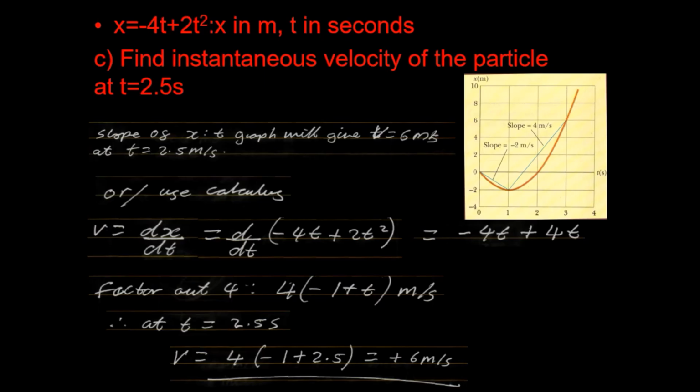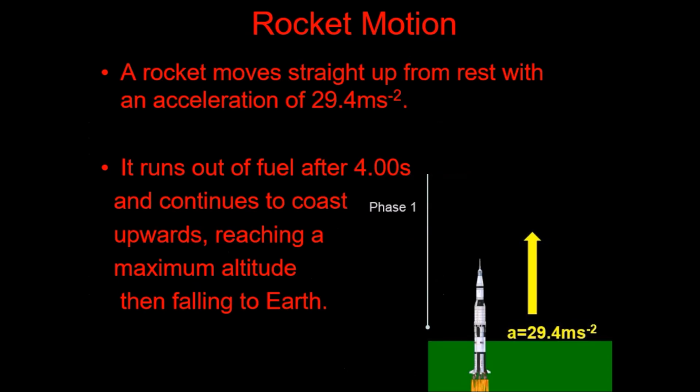So let's look at a few more applications of the equations of motion. Let's take a look at a rocket. In this case, it's a rocket that's going to move up from rest with an acceleration of 29.4 meters per second squared. This rocket is going to run out of fuel after 4 seconds, but it's going to continue to coast upwards. That means it's going to keep moving upwards without an acceleration being applied to it from the rocket engines. It's then going to reach some maximum altitude. Gravity will have taken away all of its velocity, and then it will fall back to the Earth.